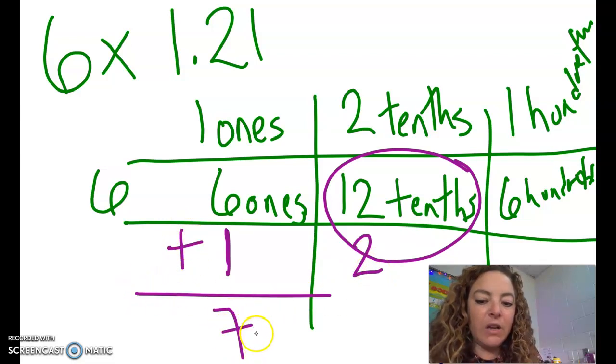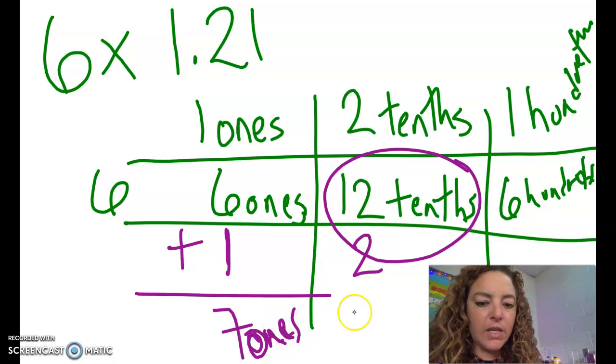So I've got 7 1s. Oh, I don't know why that didn't write there. Sorry, y'all. 1s. And then 2/10.